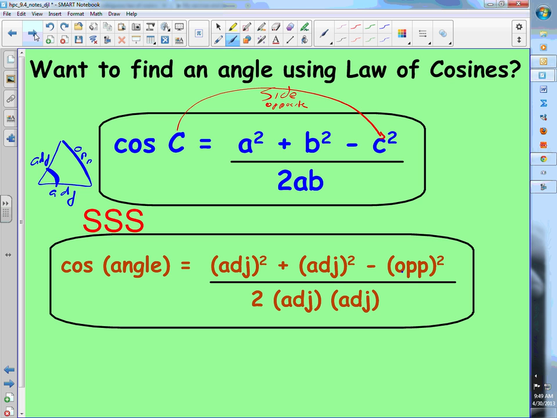So once you solve for the first angle, then you put in the law of sines. We'll talk about that in a second. But yes, that's your question. Corey, you right back there? Yeah. Okay.